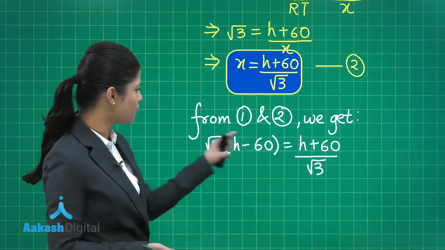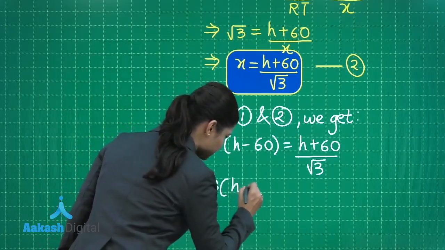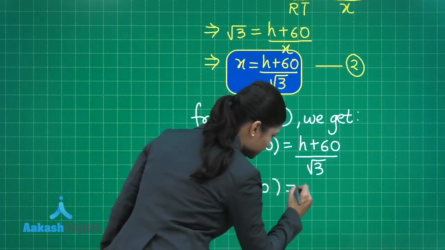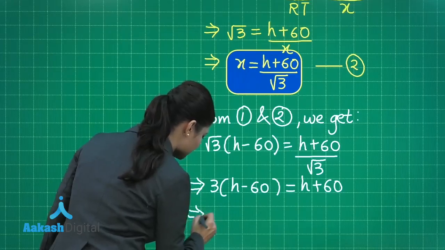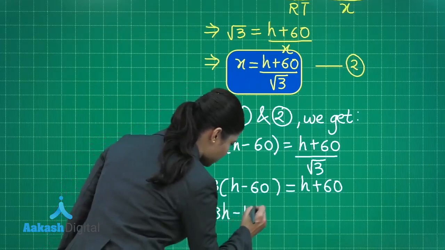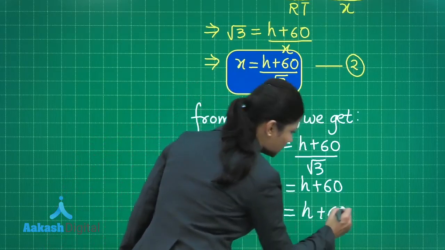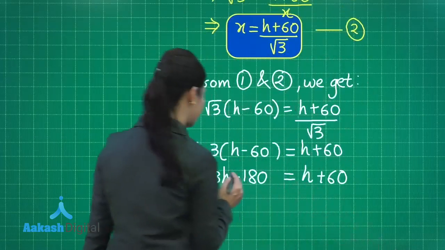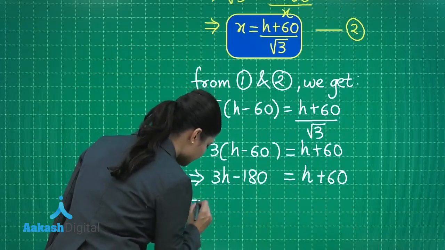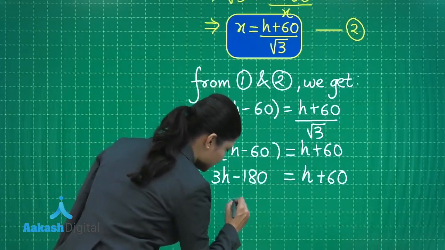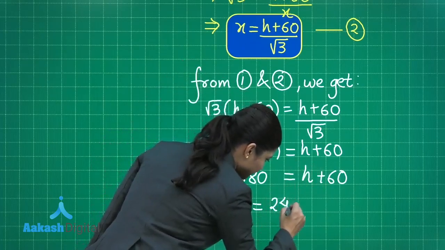Let's solve this and transpose root 3 to the left hand side. That gives me 3 times h minus 60 is equal to h plus 60. On further simplification, it results in 3h minus 180 is equal to h plus 60. In the next step, I can transpose h to the left hand side and 180 to the right hand side. That gives me 3h minus h, 2h is equal to 60 plus 180, that is 240.